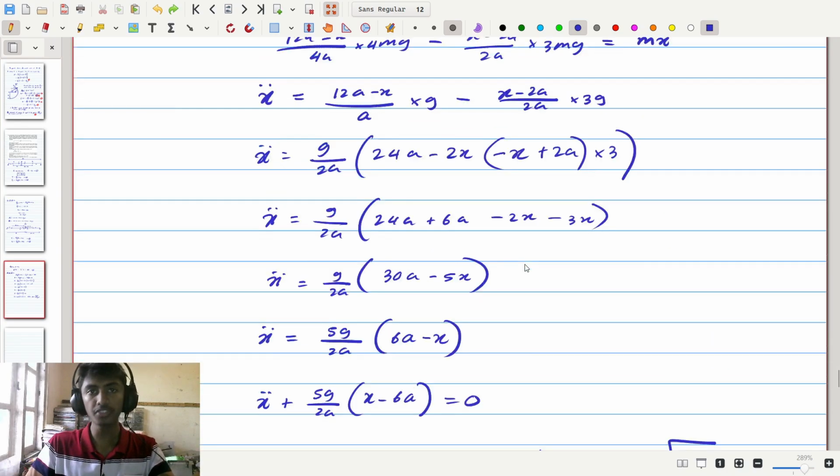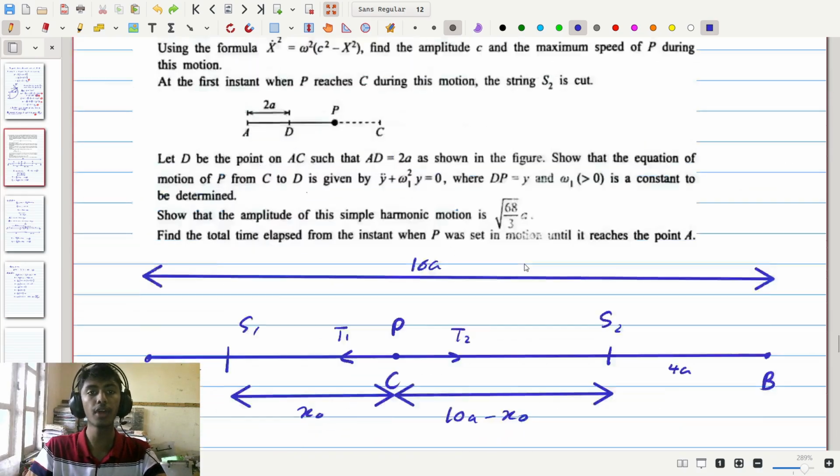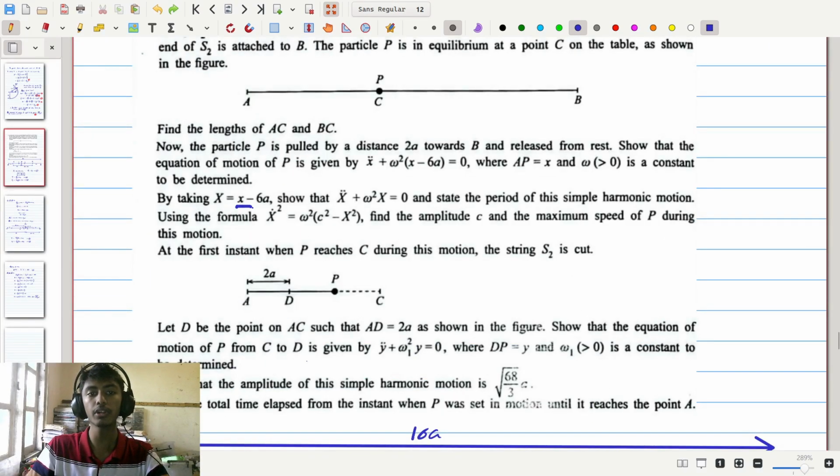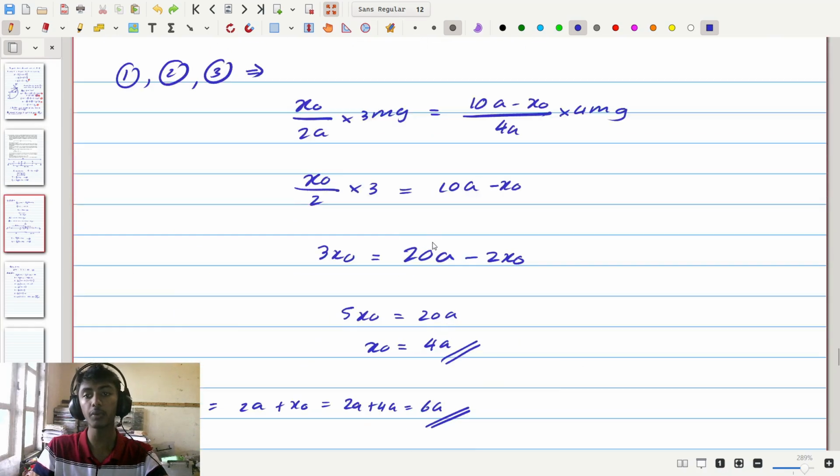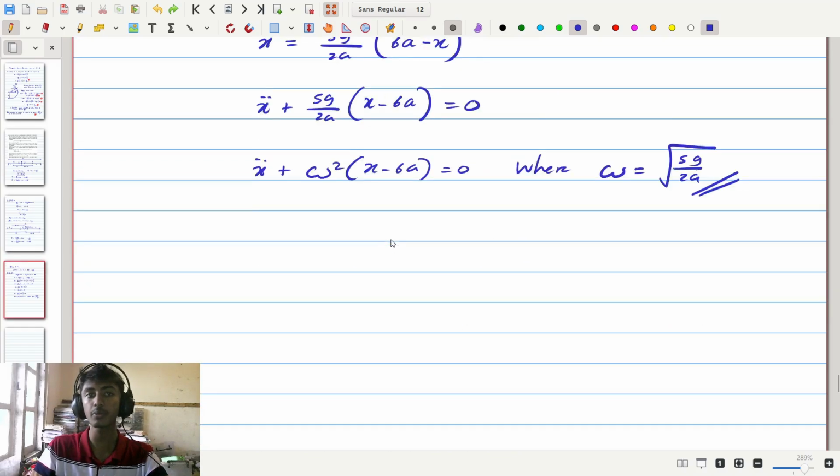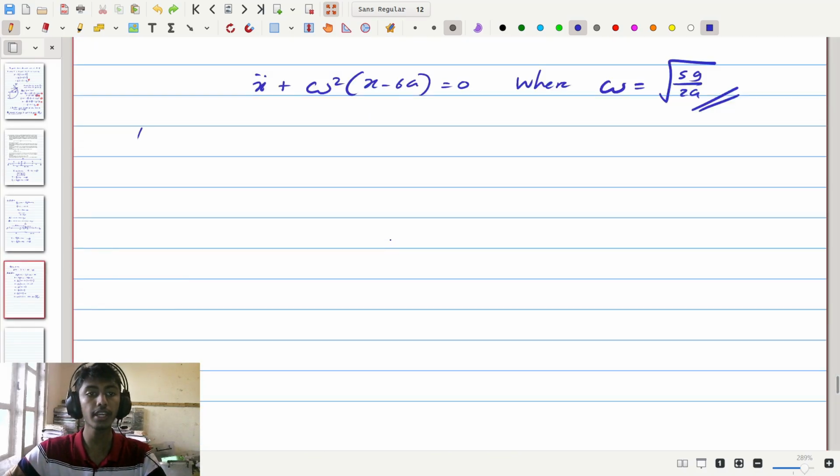Now after this, the question asks us to take a new variable, and it says by taking capital X equals simple x minus 6a, to show that x double dot plus omega squared times x equals 0, and state the period of the simple harmonic motion, and then using the formula capital X dot squared equals omega squared times c squared minus capital X squared, find the amplitude c and the maximum speed p during this motion. Now to start this, we need to take capital X equals simple x minus 6a. So we're going to say let capital X equal simple x minus 6a.